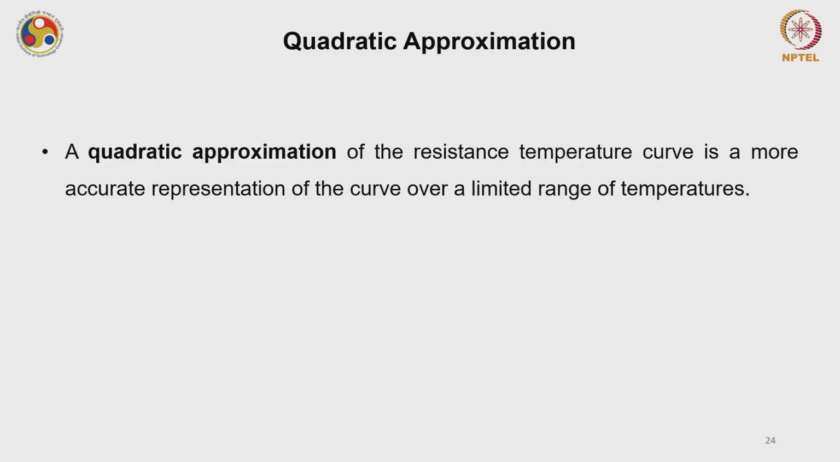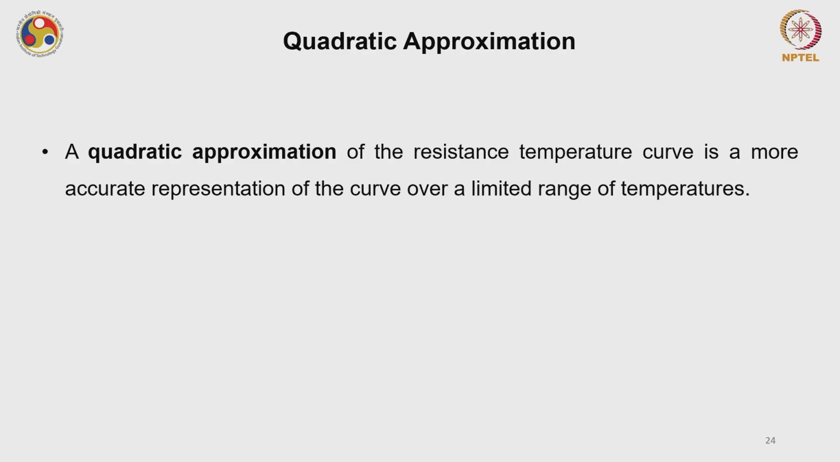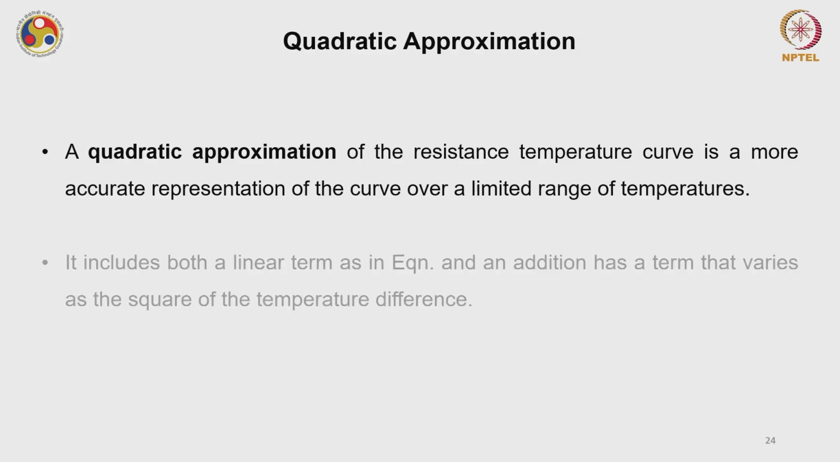Okay, so this is linear approximation. A more precise approximation will be the quadratic approximation. A quadratic approximation of the resistance temperature curve is a more accurate representation of the curve over a limited range of temperature. It includes both the linear term as in the equation and an additional term that varies as the square of the temperature difference.